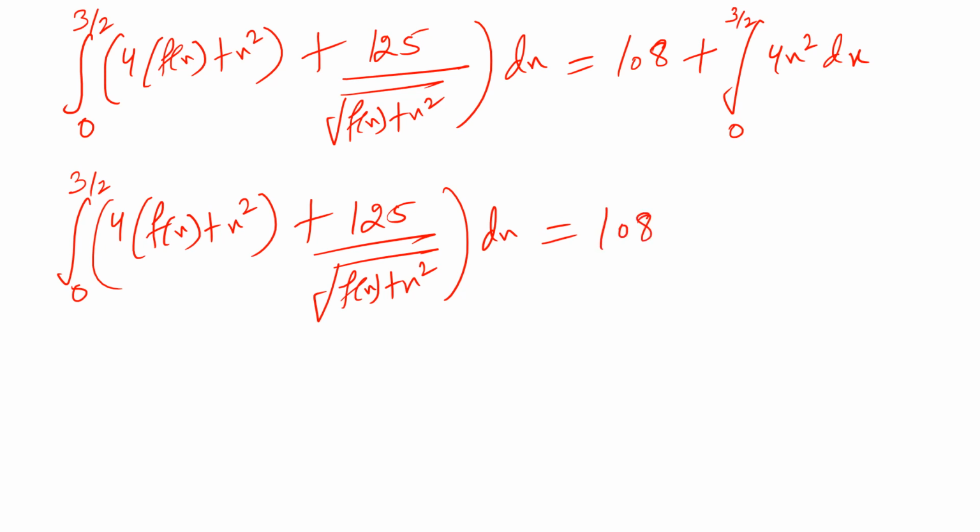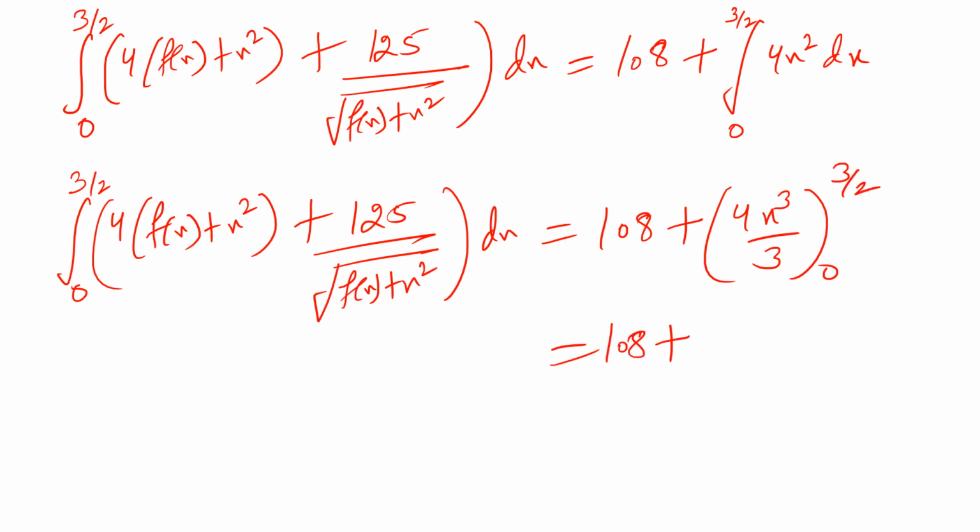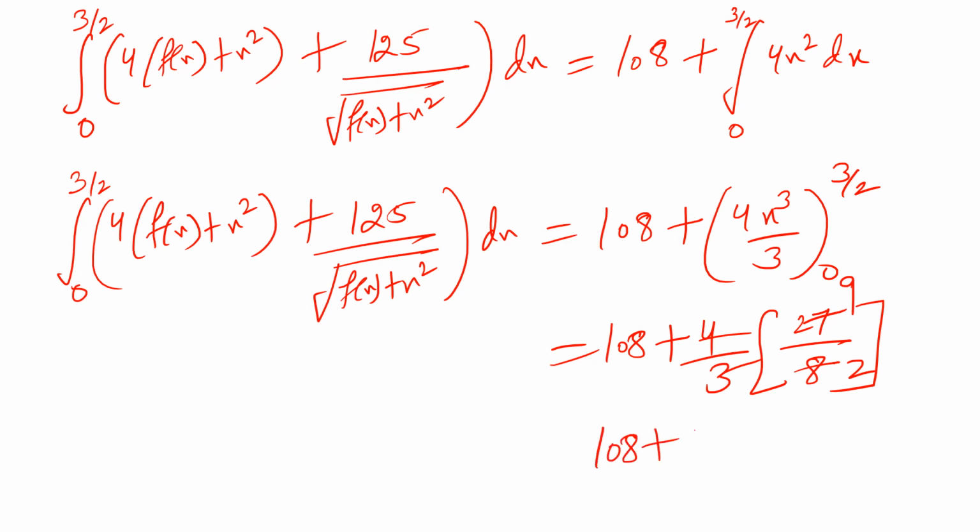And on the right hand side, evaluate this integral. It will become 4 into x cubed by 3 under the limits 0 to 3 by 2. So if we just simplify this, what do we get? It is 4 by 3 into 27 upon 8 minus 0. So when I just simplify this, I'll be getting 108 plus 9 by 2. Now 108 plus 9 by 2 is nothing but 225 upon 2.